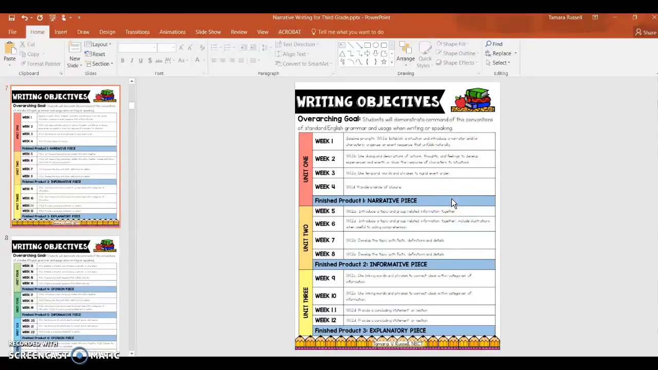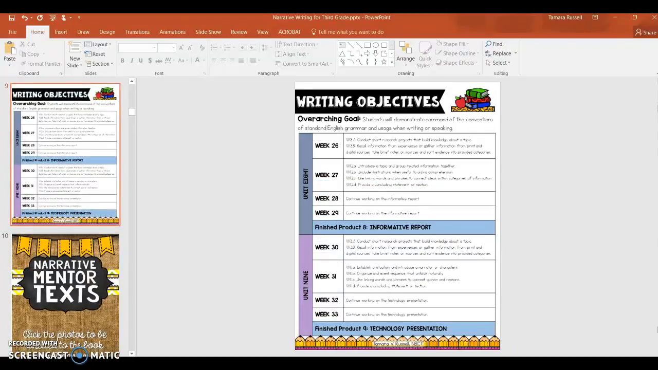The next thing in my class that I will be teaching is building towards the informative piece. So I have that for you all the way through the end of the year. That's all my planning for the end of the year.